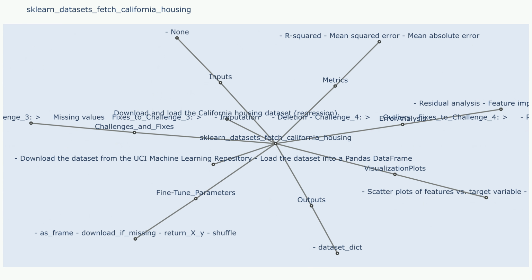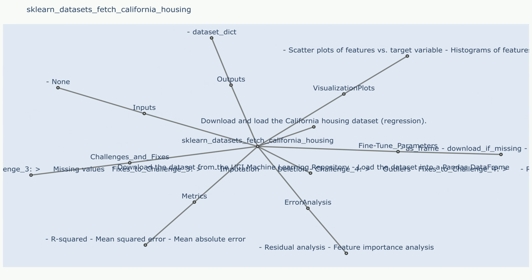Challenge 4. High dimensionality. Sample use case. The dataset might have a large number of features, which can lead to overfitting and computational challenges. Fixes. Dimensionality reduction. Apply techniques like principal component analysis (PCA) or feature selection to reduce the number of features.